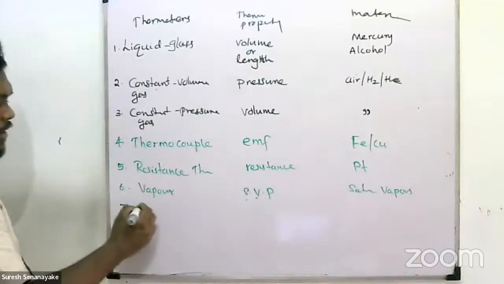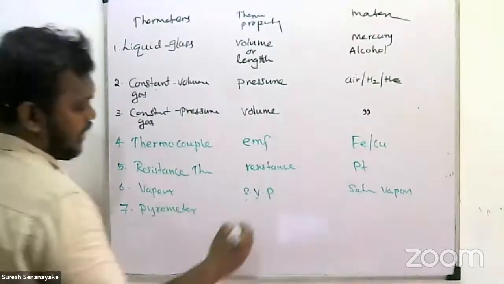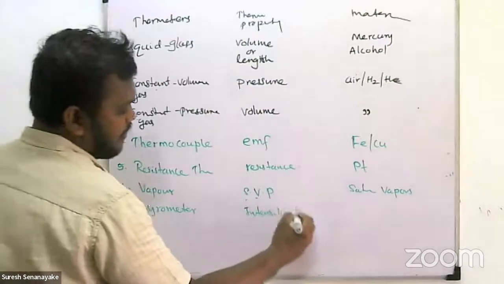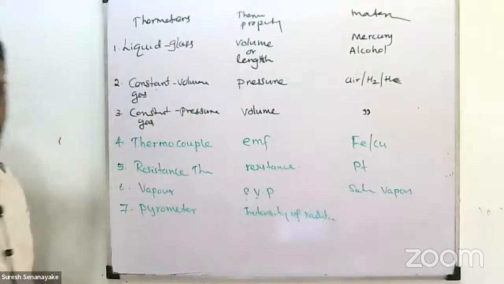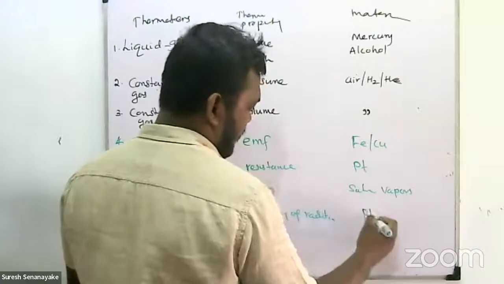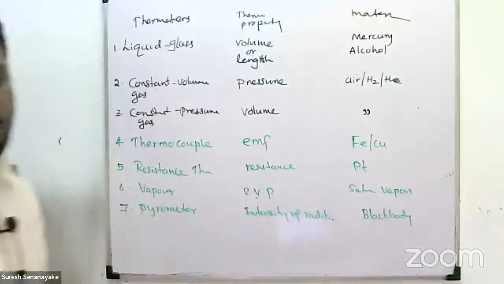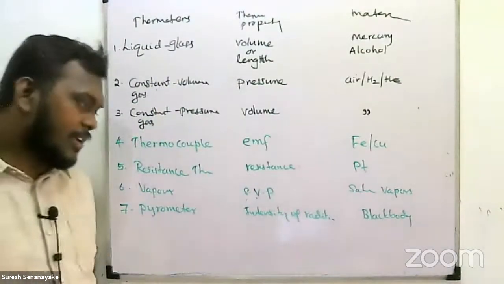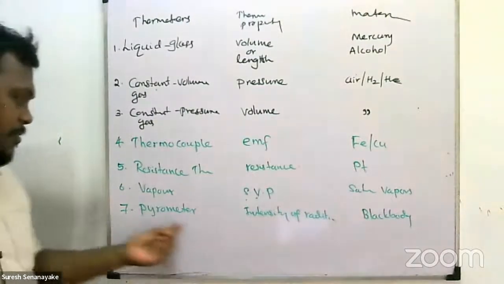The last one is the pyrometer. So that's the intensity of radiation, actually the infrared, the thermal radiation it has infrared, and its materials are black bodies. We call them bolometers, right? So black bodies are used. Normally, these are non-contact thermometers. These all are pyrometers.